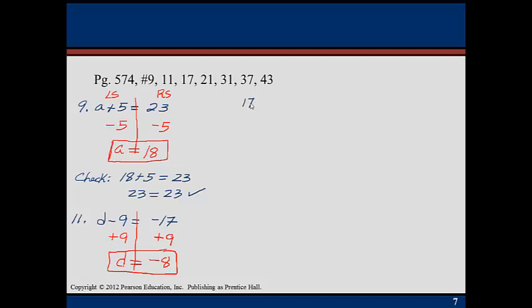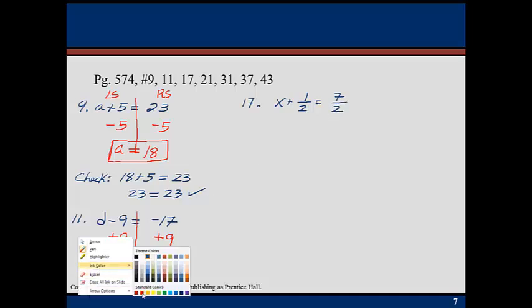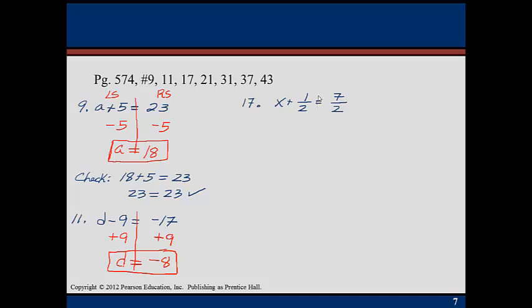All right, number 17. We have x plus a half equals 7 halves. And again, our goal is to solve for the variable. So I'm going to draw the line down my equal sign. I'm solving for x, that's my variable. I want to move the half, it's adding, so I'm going to subtract. So I'm going to subtract the half and subtract the half. And I have x equals 6 over 2, which is the same as saying 3.